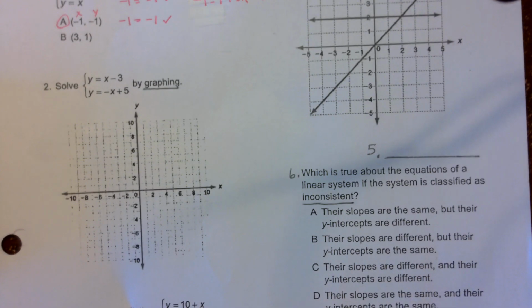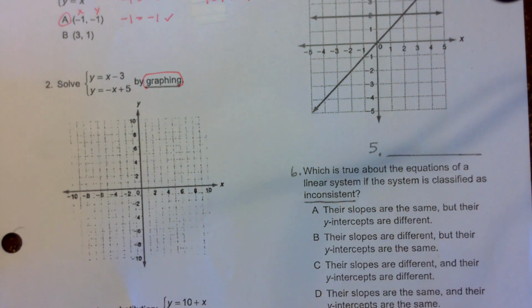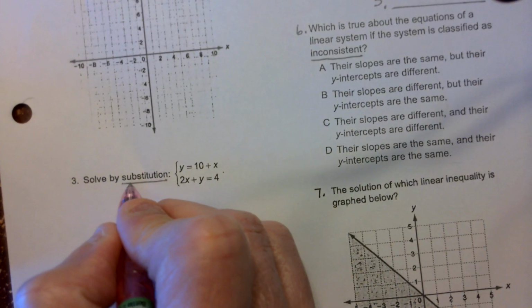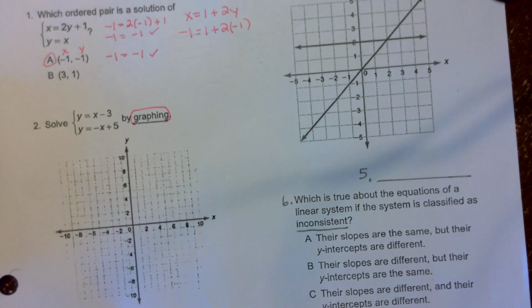Okay, onward. Graphing. On this test, you are specifically going to be told how to solve some of these. So you have to use the method they say, and I will be checking the work to make sure you use the right method. As you know, there are 3 methods: graphing, substitution, and elimination. So make sure you read carefully.